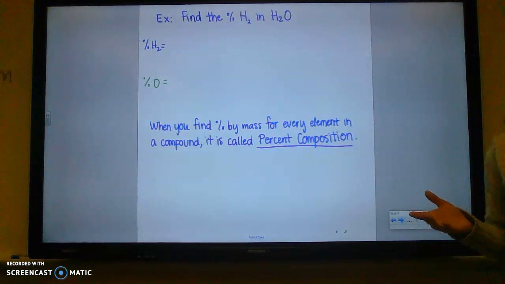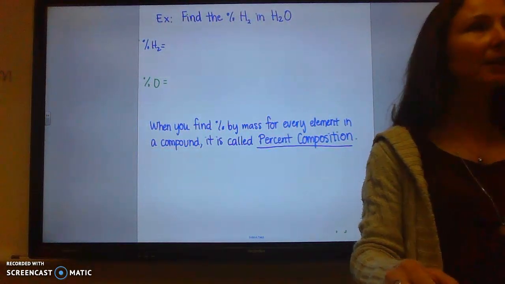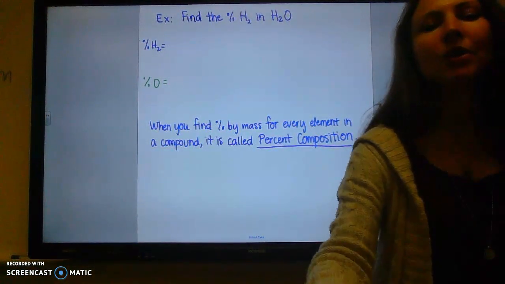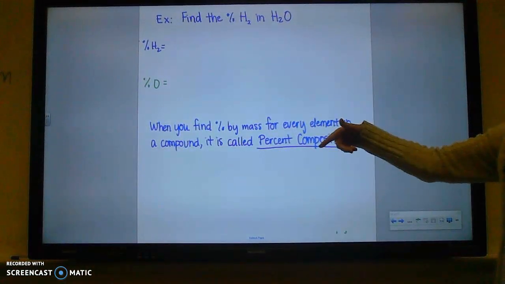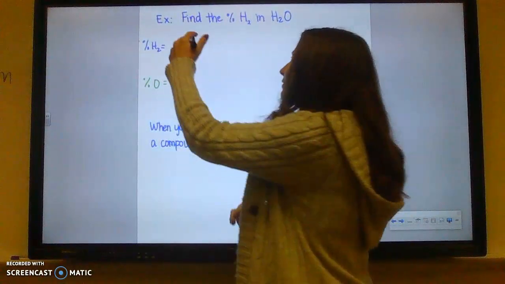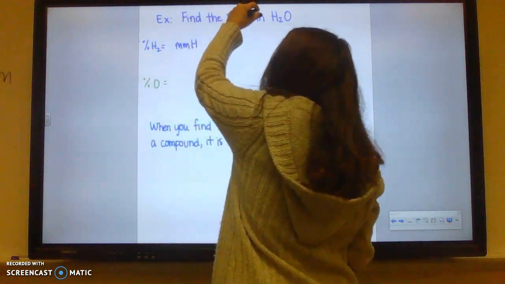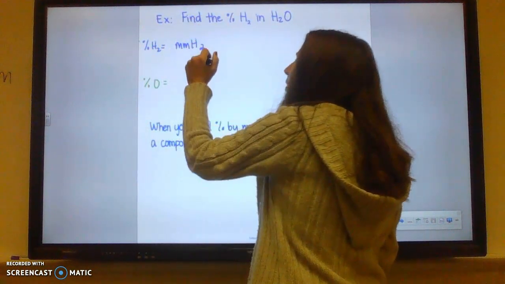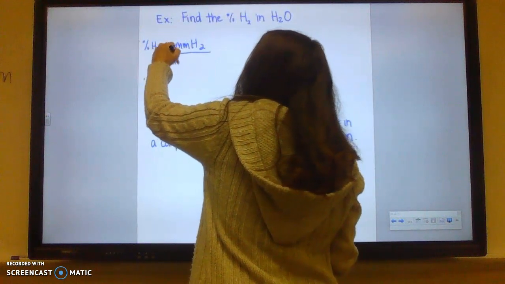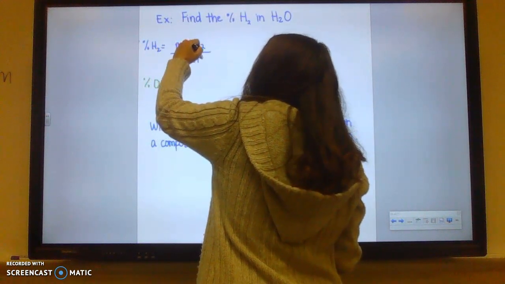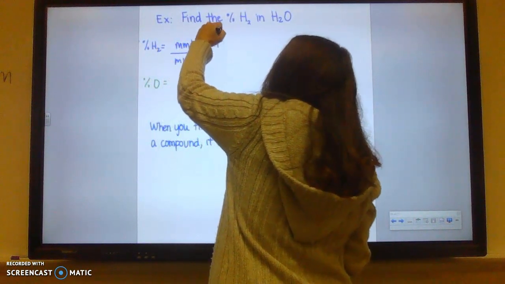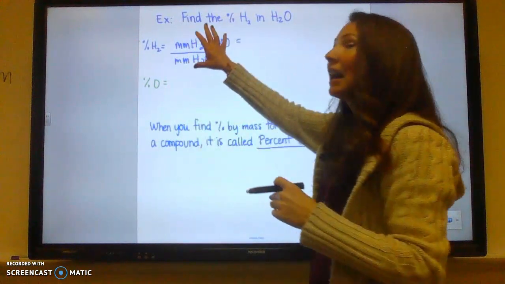Okay, so let's look at this example. I'm going to pause this so you can copy it down, and then we're going to talk about how we would approach this. So in order to work this out for hydrogen, the first thing we're going to do is find the molar mass of hydrogen. Now in this formula, there's 2 hydrogens in water. So the molar mass of H2 over the molar mass of H2O times 100. So that's just how to set it up.